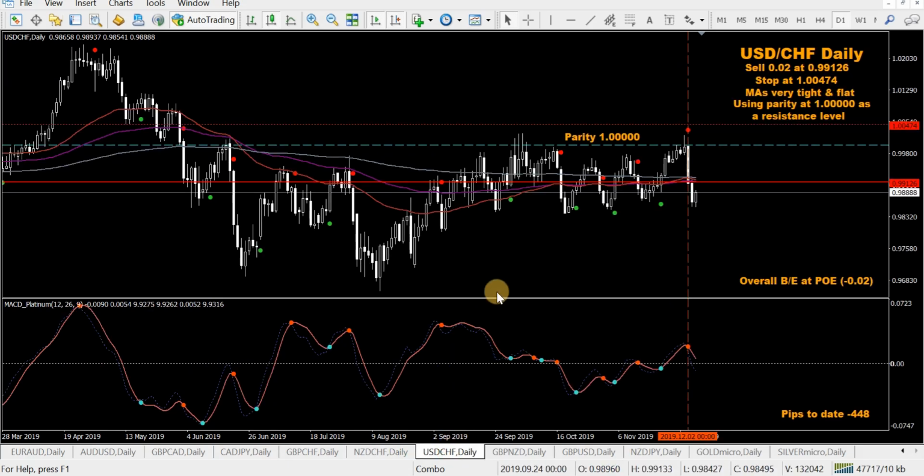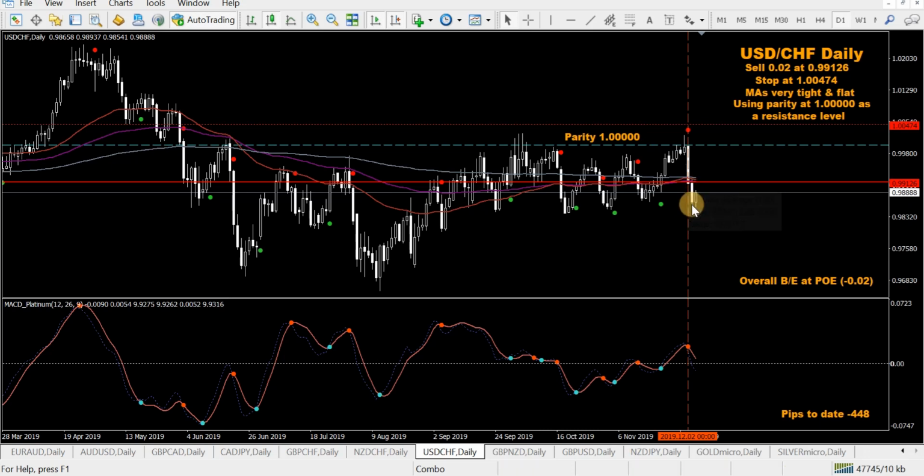USD Swiss franc, I took a trade on this. That blue dashed line is parity, 1.00000. If you watch my videos, you probably get sick of me saying this. It means for $1 is 1 Swiss franc. It's always a big number, parity in any pair.